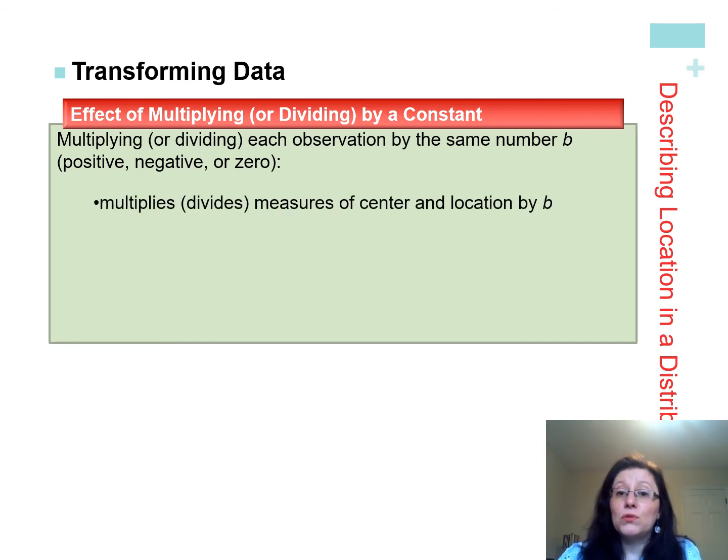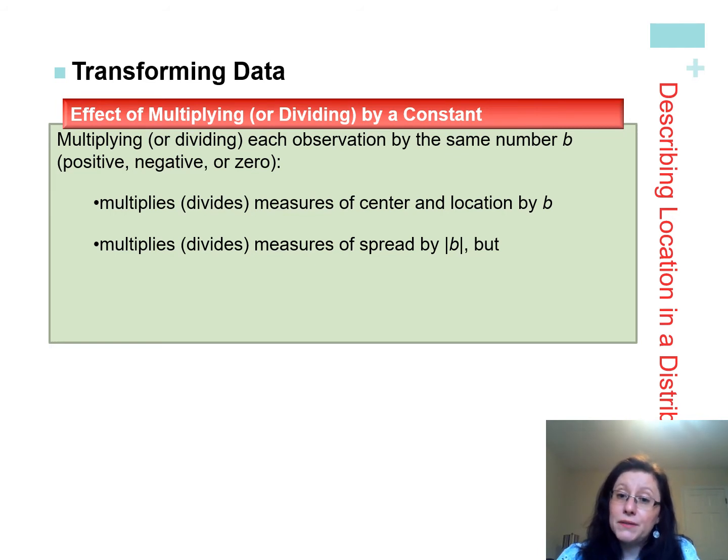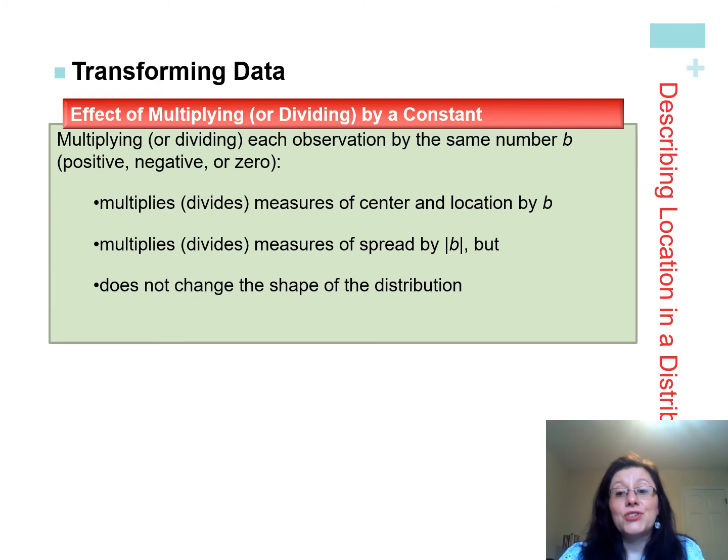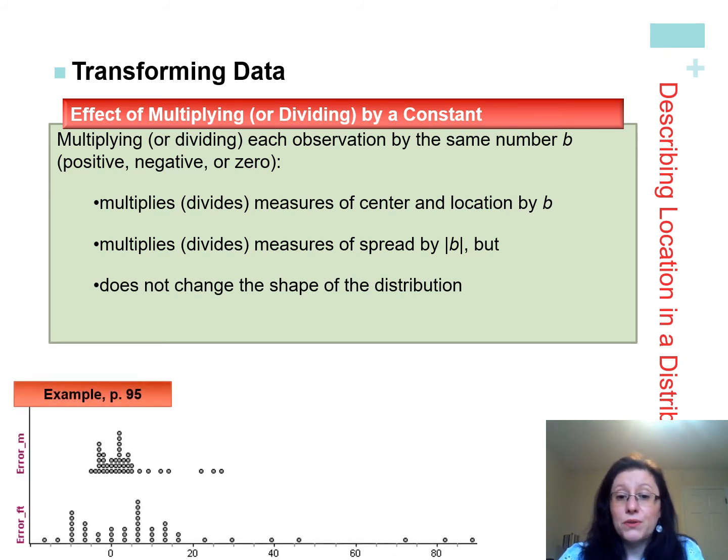You're going to have to multiply the measure of the center by the same value, and the measure of spread is going to be affected as well by multiplying by the absolute value of that number. But the shape of the distribution is going to stay the same. So here's an example, right? The basic shape is the same, more spread out, but still has kind of two modes, right?